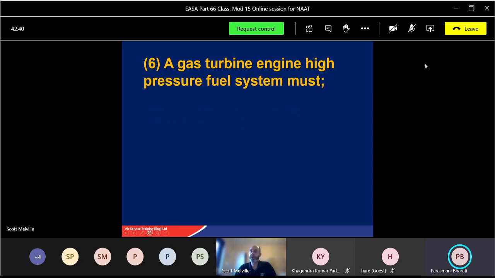For 6, a gas turbine engine high pressure fuel system must do, in general, what? Supply fuel, yeah. That's cool. A bit more than that, though. Spray the fuel. Atomize the fuel. Atomize for combustion, yeah. Under all conditions, good.